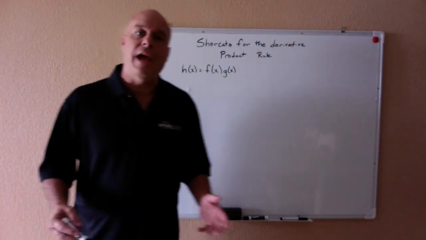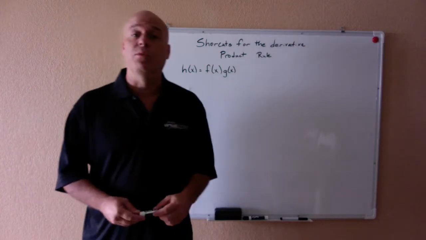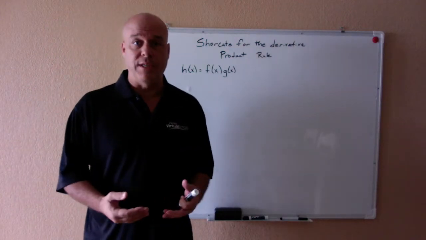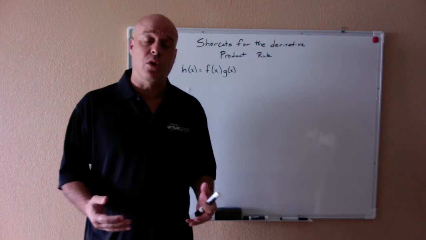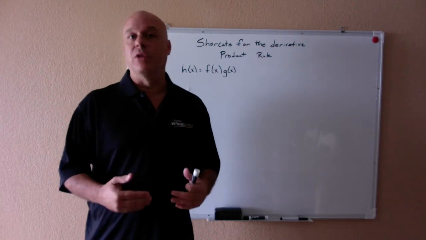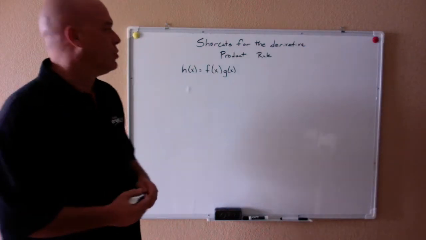So today we're going to look at a shortcut for derivatives that's called the product rule. This is something that we use when we've got two functions that are being multiplied together. This is really going to help us expand the type of functions we can take derivatives for and make things a little bit easier, again, for finding derivatives for a little bit more complicated functions.